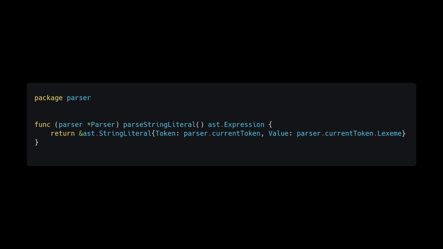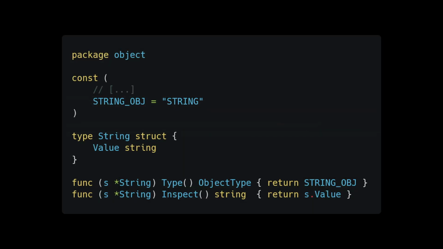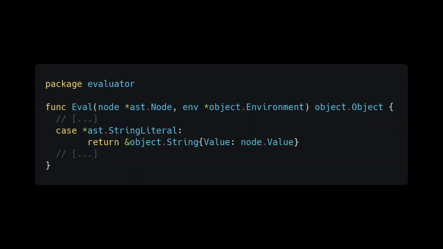Now we just need to head over to our evaluator. Inside of the object package, create a string object type. Also, add the string struct, where the only field will be a string named value. Then override the parent methods as well. The last step is probably the easiest. Jump over to the evaluator package and update the eval function to add a new case to handle these new string literal nodes. All we are going to do is return a new string object. Now we have full support for strings.